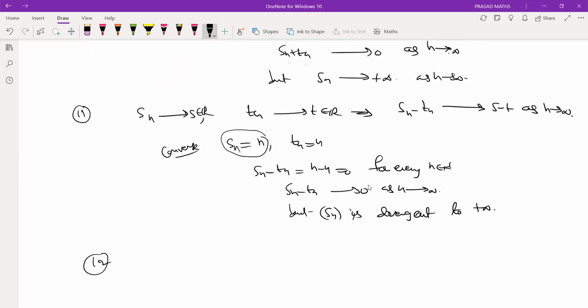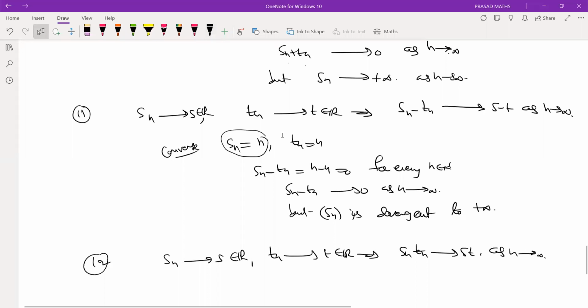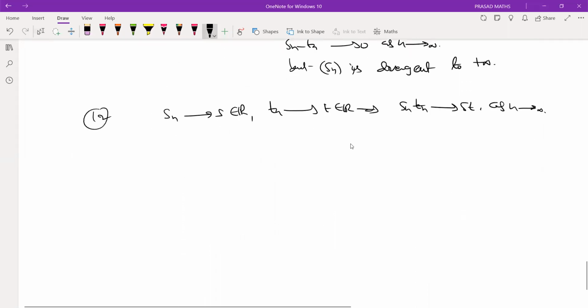Similarly, the product. Suppose Sn converges to S, where S is a real number, and Tn converges to T, where T is a real number. Then the limit of the product is equal to the product of the limits. You can verify this in any standard book; there are a lot of proofs. Go through it. So Sn times Tn converges to S times T. But what about the converse?